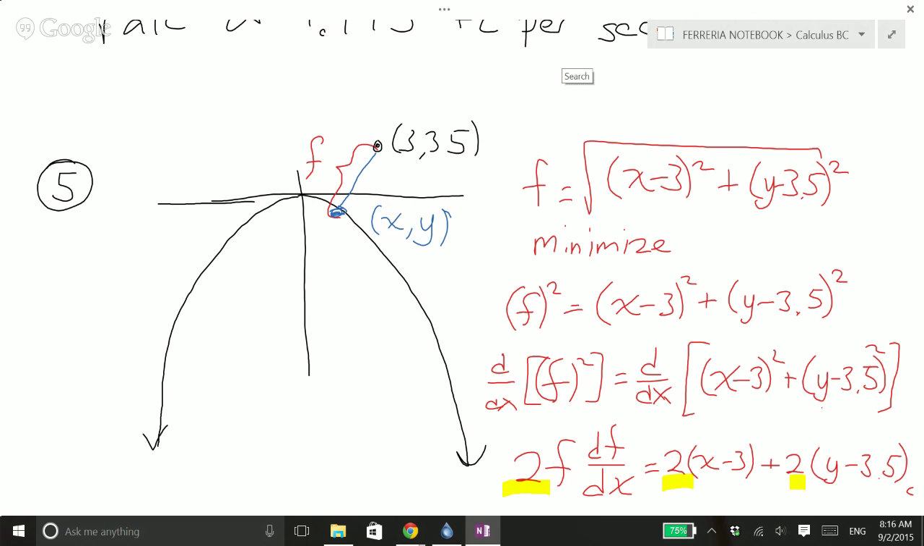Okay, so what happens next? Well, what is the distance between an unknown point x, y, and the point 3, 5? Just use the distance formula here.